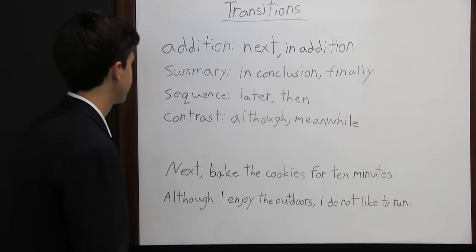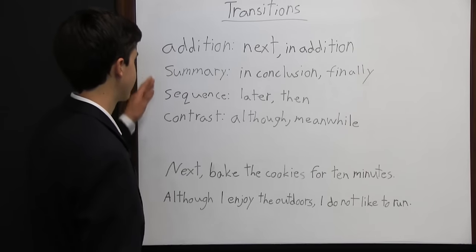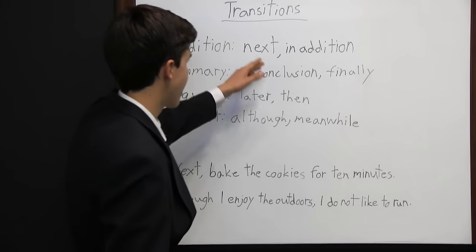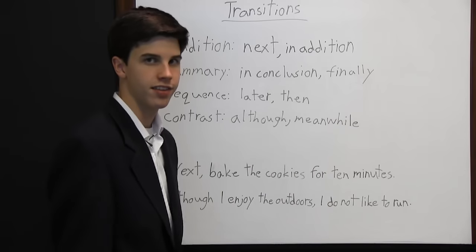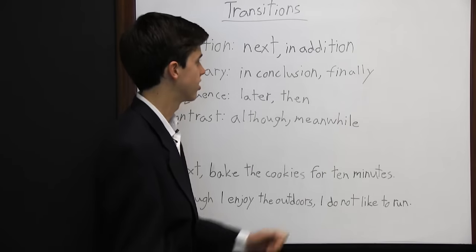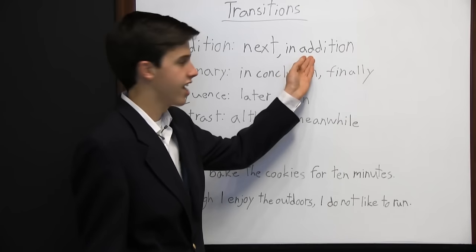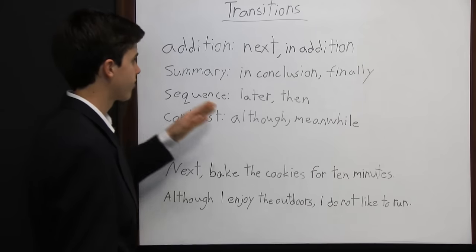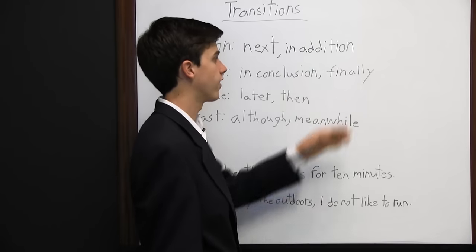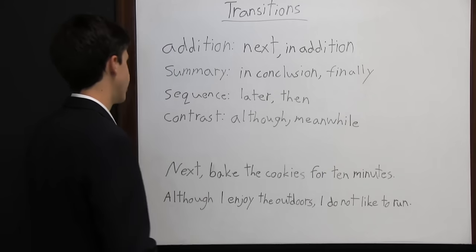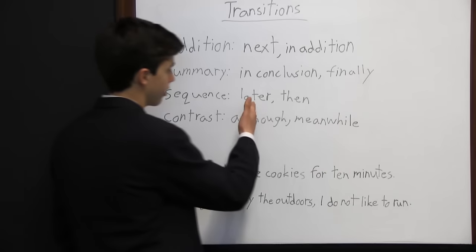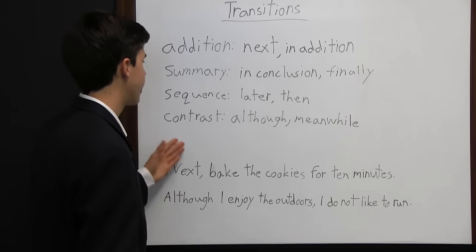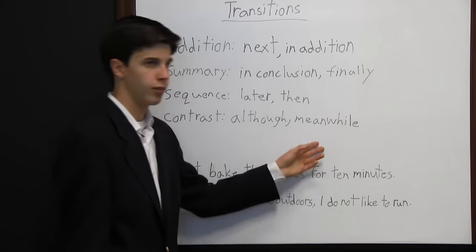So first of all, transitions can be broken up into different kinds of transitions. Some transitions show addition, like the transitions next and in addition. Remember I said that we can also have transition phrases, and so this is a prepositional phrase acting as a transition. Another type of transition is a summary, like in conclusion or finally. And there are some transitions that show sequence, like later or then. And then finally, some transitions show contrast, like although or meanwhile.